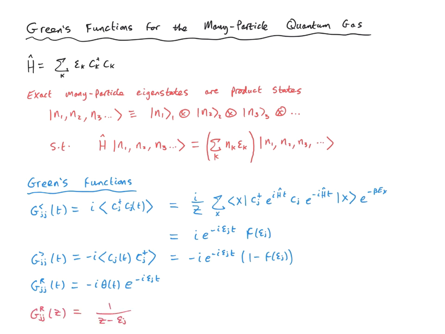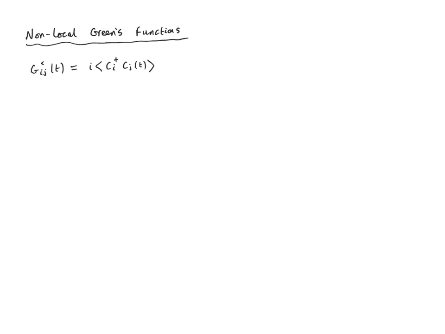Indeed, when we perform the Laplace transformation to our complex variable z, we find that the retarded local Green's function for orbital j is simply 1 over z minus epsilon j, as you might have expected. Of course, in our many-particle system, we can also define non-local Green's functions.